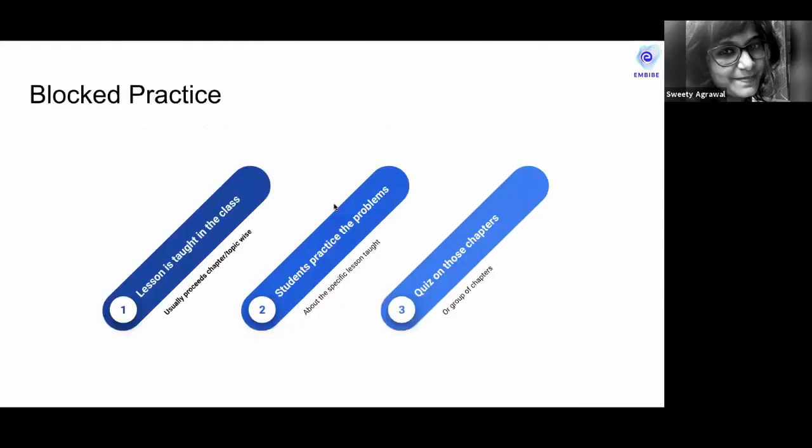Typically, in schools across India, we see a pattern where the teacher first teaches a lesson in the class about a specific topic, which usually proceeds chapter by chapter. And then after a chapter is taught in the class, students practice the problems of that particular chapter alone. And then after that, a quiz on those chapters is given to the students. So this is how the progression happens in the classroom.